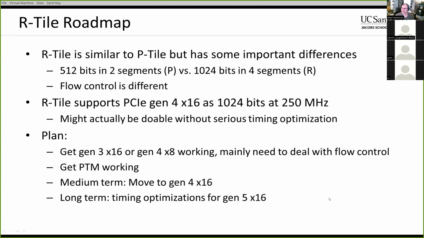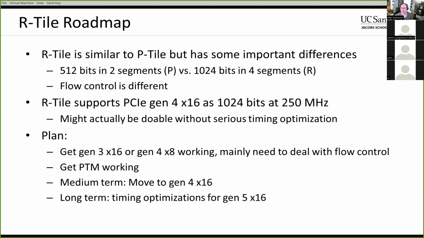So if we're going to implement PTM on the RTile, we've got to get the RTile running in the first place. The RTile is similar to the PTile, but it has a number of important differences. The first is that the RTile supports all the way up to Gen 5 by 16, so they had to double the internal interface width to 1024 bits instead of 512 bits. The streaming interfaces are otherwise very, very similar. I don't think there's any significant differences in how the headers are transferred, but I've got to double check.